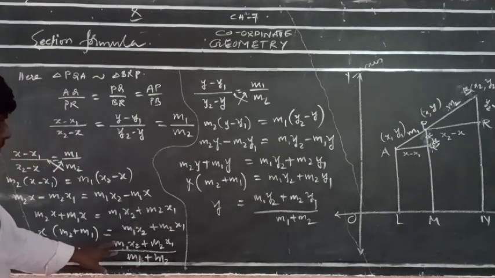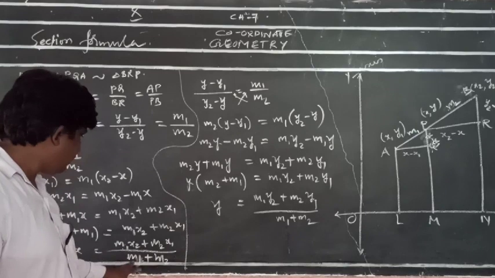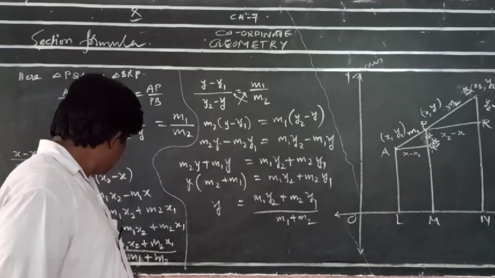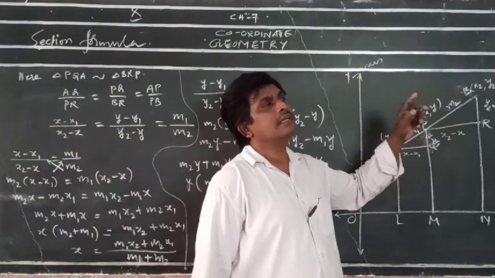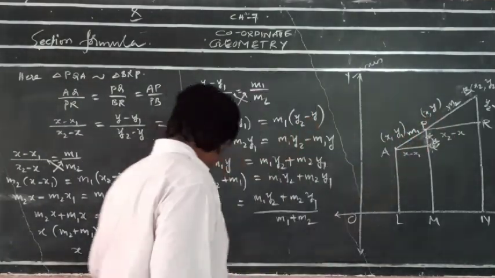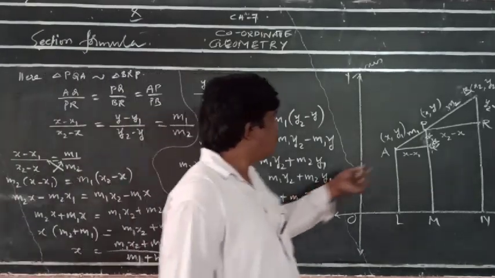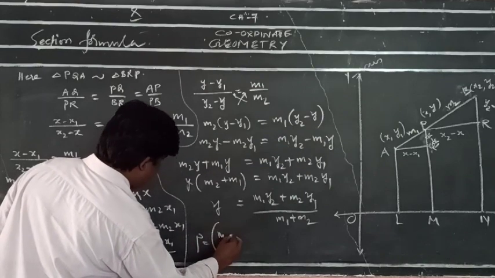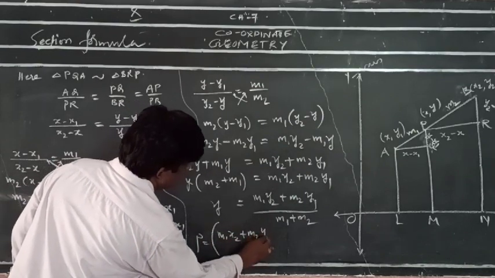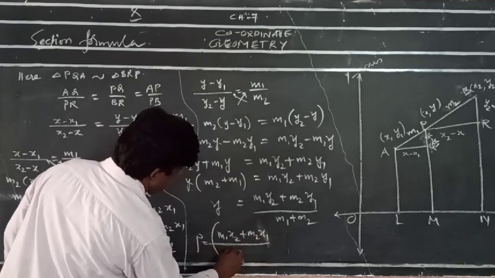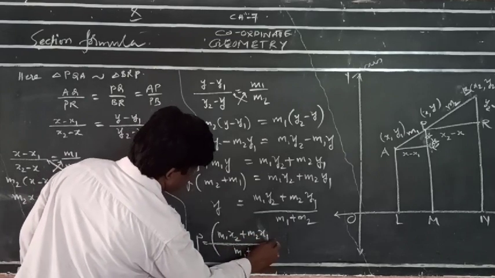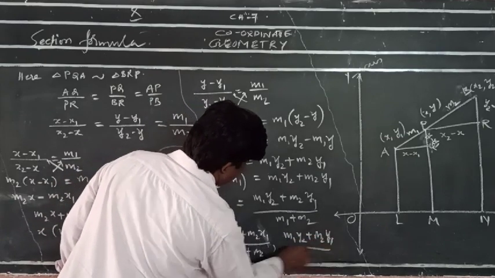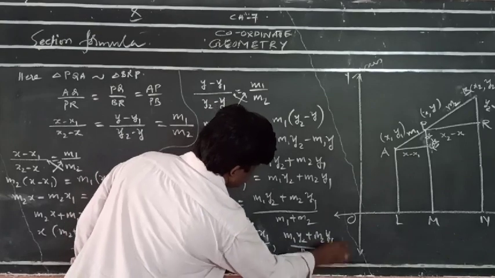That means this is x and this is y. What is x? x is (m1 x2 plus m2 x1) by (m1 plus m2). And here y is (m1 y2 plus m2 y1) by (m1 plus m2). These are the x and y, which form the ordered pair. So point P is ((m1 x2 plus m2 x1) by (m1 plus m2), (m1 y2 plus m2 y1) by (m1 plus m2)). So this is the point.